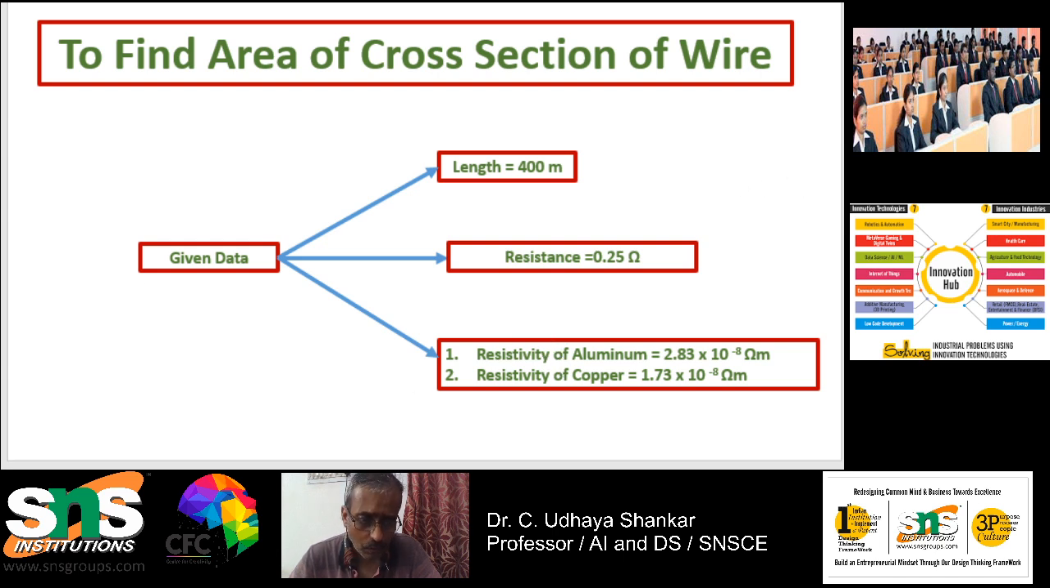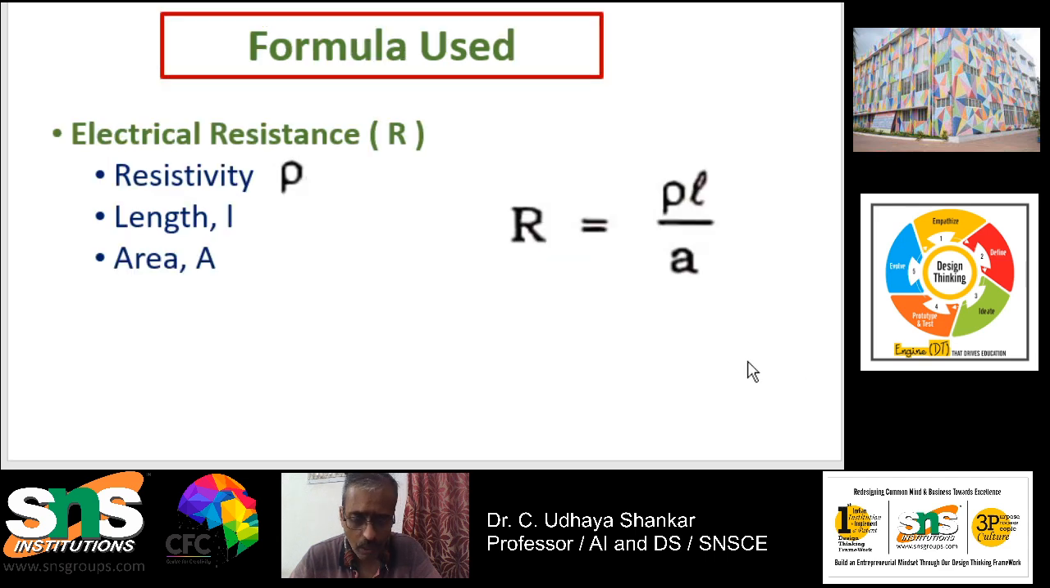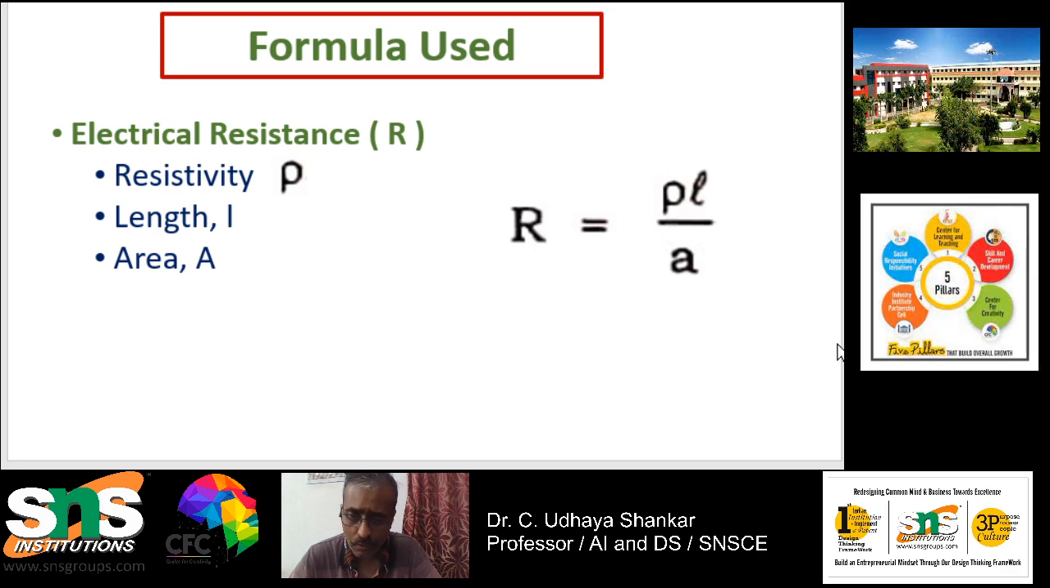As you all know, the formula is R equal to rho L by A. This is the basic formula. Rho is the specific resistance, L is the length, and A is the area. So you just substitute directly.